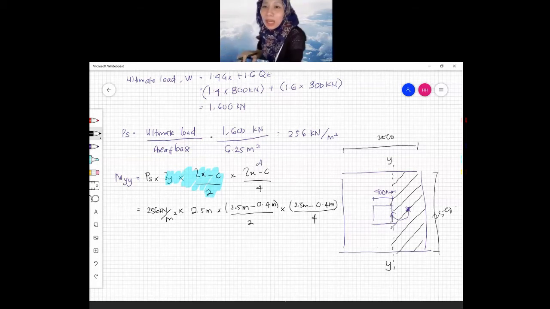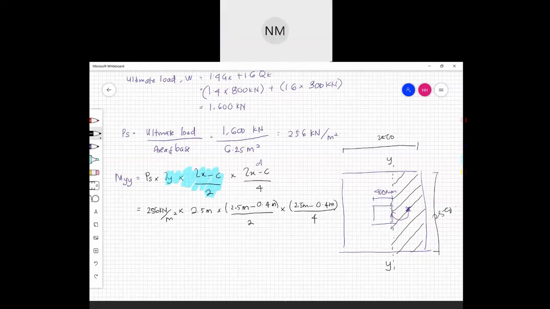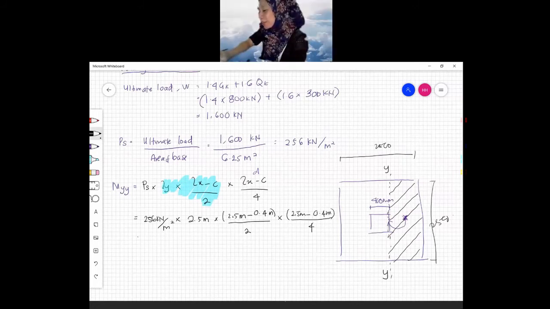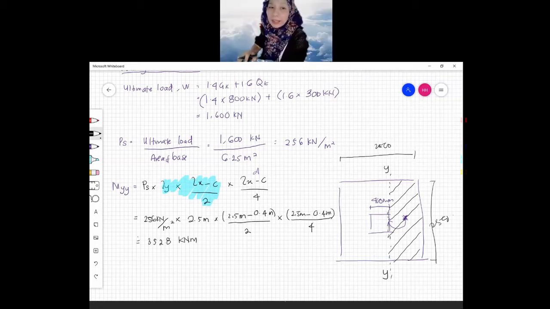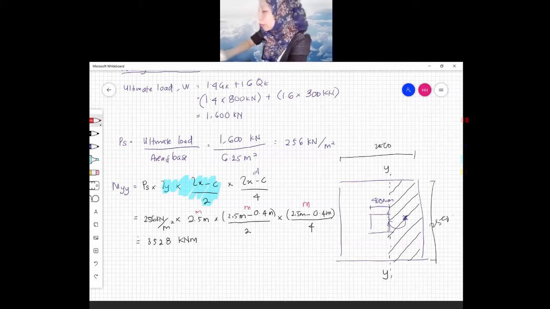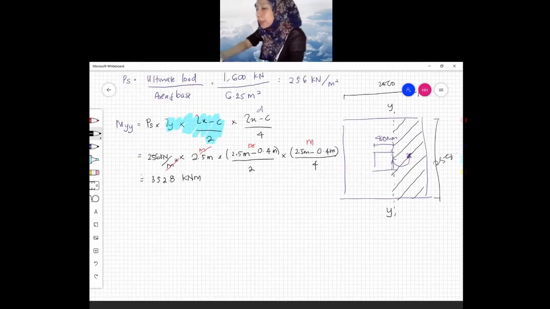formula. Yes, 352.8. Alright, betul. 352.8 kilonewton meter. Okay, it is kilonewton meter. Sebab apa? Kalau you tengok sini, ini meter kan? Ini meter juga ni. Ini 4 meter. So, meter square pangkal lah dengan 2 ni. So, kilonewton meter. Kita kena kira preliminary check for shear.